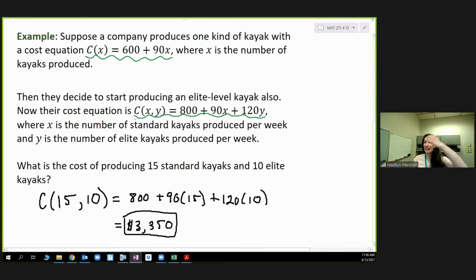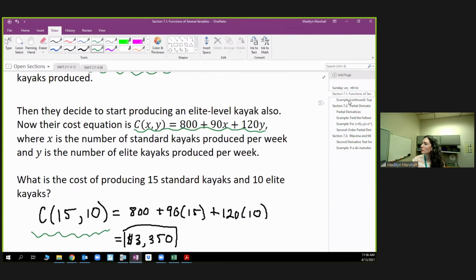So this is the last thing we did on Thursday. We have this cost function that takes into account the standard kayaks x and the elite kayaks y. And now we have this new cost function. And we saw that we can use this notation as well. If we want to know the cost of producing 15 standard and 10 elite kayaks, we can just plug those into our function, just like usual. So we're going to continue with this kayak problem for a little bit.